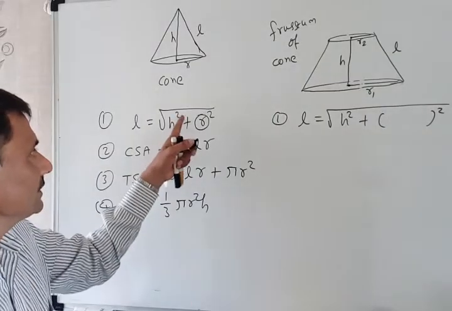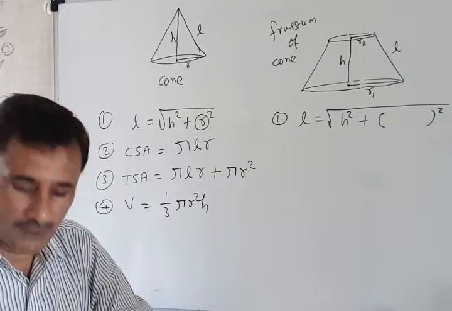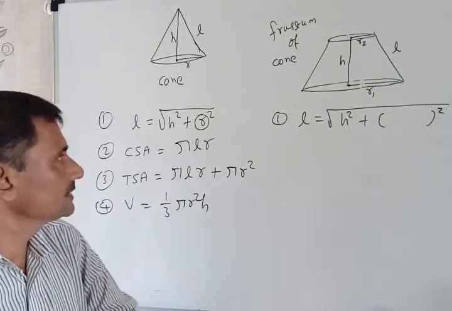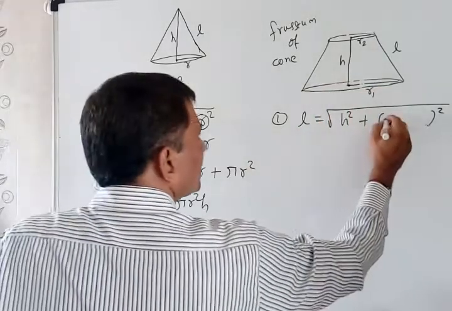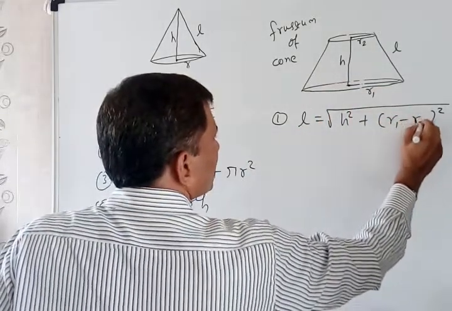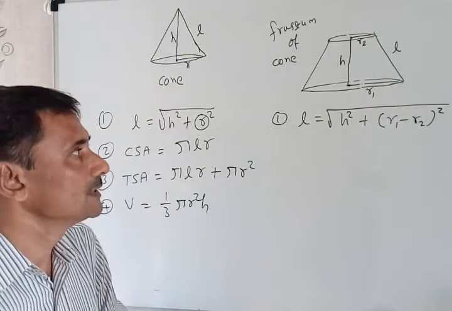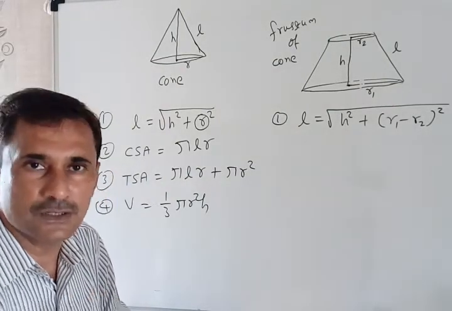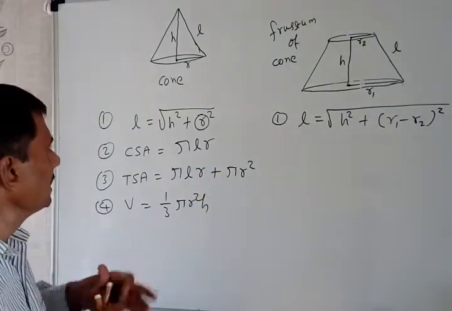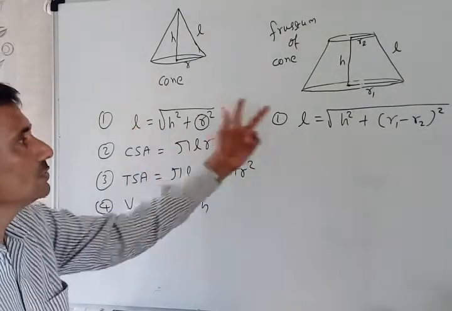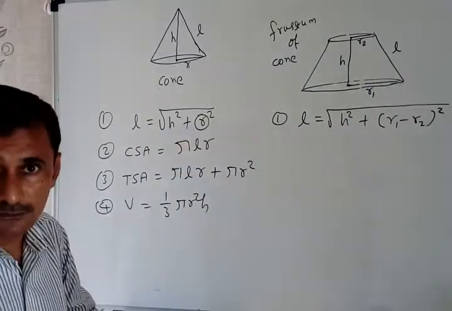H square plus, instead of R, I am writing something. What is that something? Square is as it is. I have to take the difference of both radii. R1 is bigger, so we write R1 minus R2. That way you understand and memorize the formula, from cone to frustum of cone. Instead of R, I have written here the difference of radii.